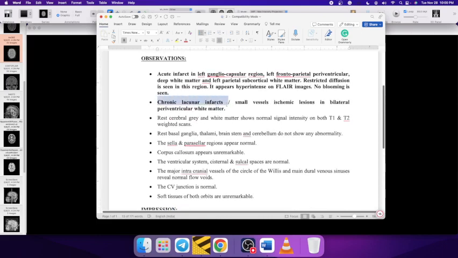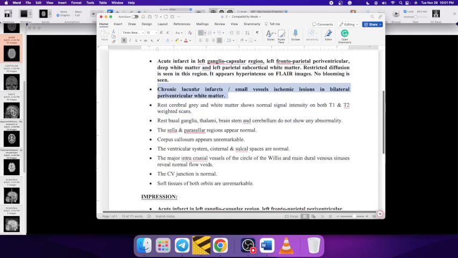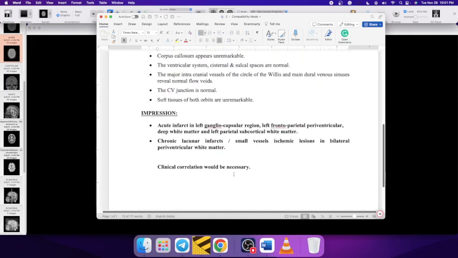Sometimes people here describe it as ill-defined FLAIR hyperintensities, showing no blooming or restricted diffusion. Those are just play of words. You can use any of them. That's up to you. That will complete the entire report.